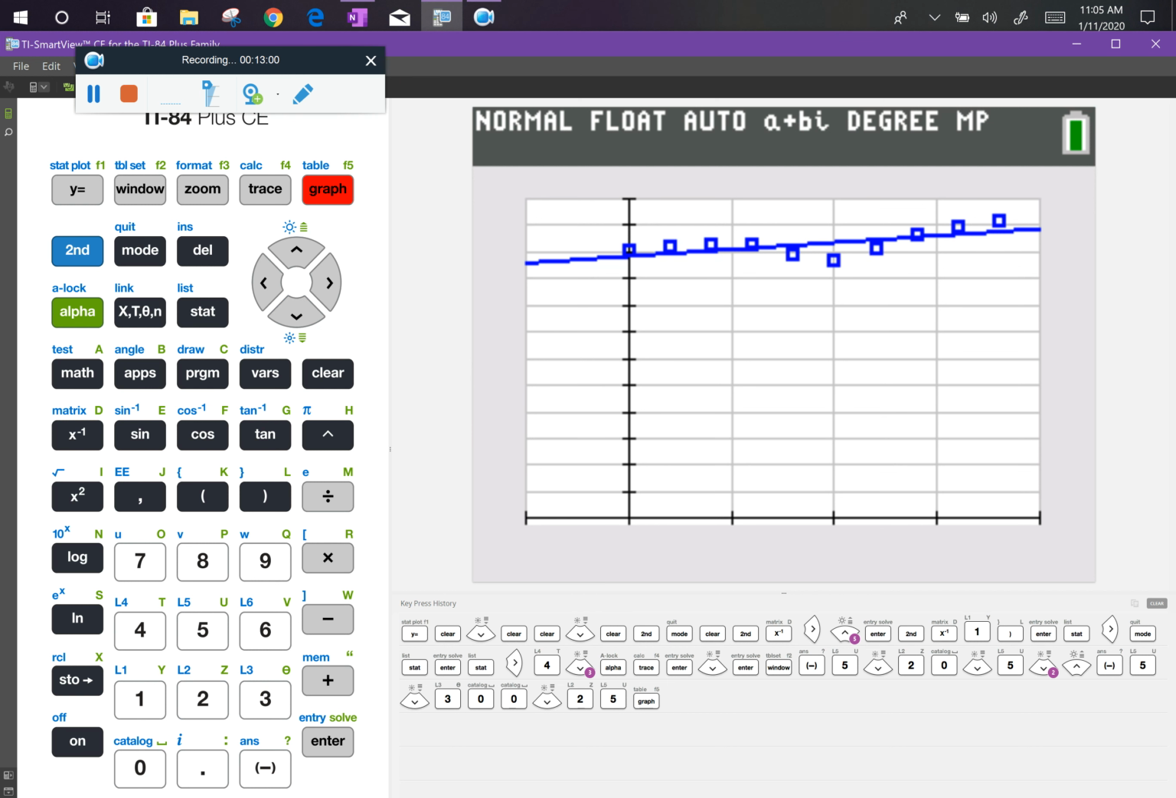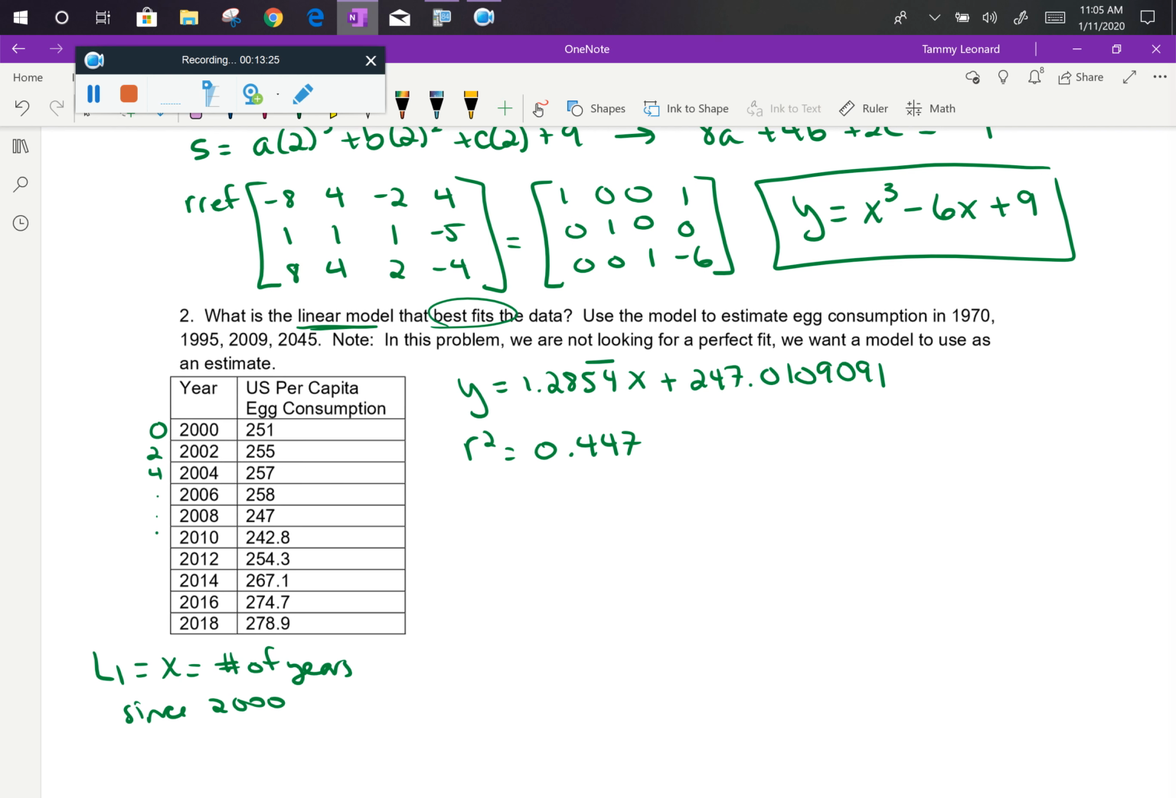So I can see that I've got this data that almost looks like this little wiggly curve happening, and then I've got this straight line passing through it. So, I mean, it's not a terrible fit. Some of the points are above the line, some of the points are below the line. It's kind of distributed, but it's not a great fit. You can see why the correlation is only at 0.4. All right, let's see what else we're asked to do in this problem.